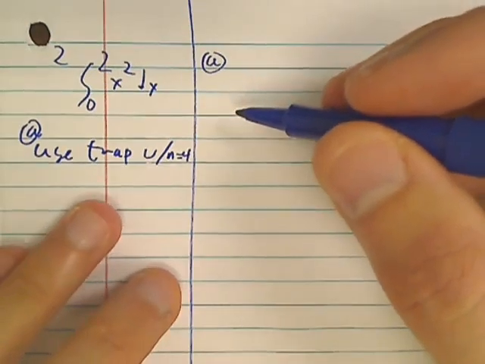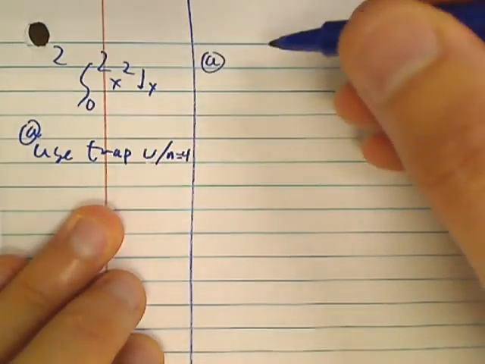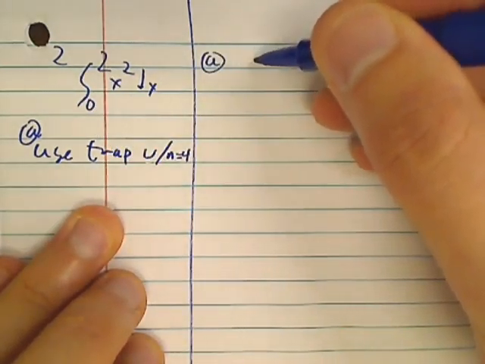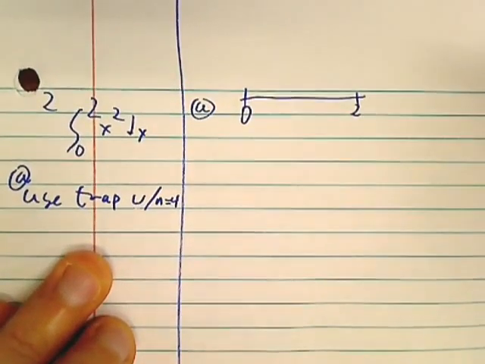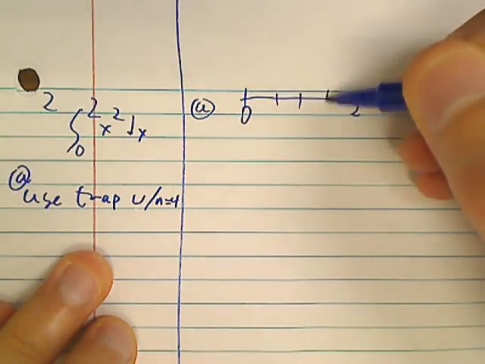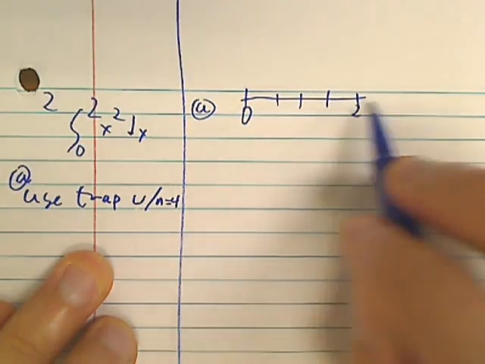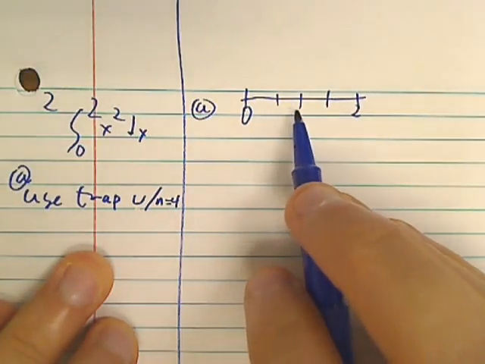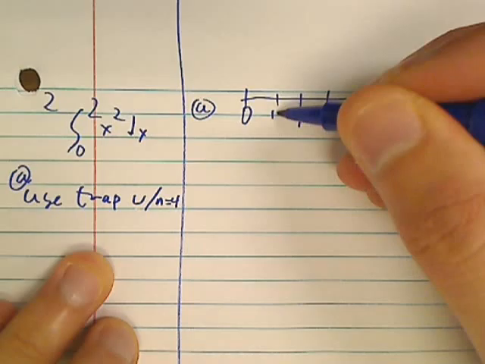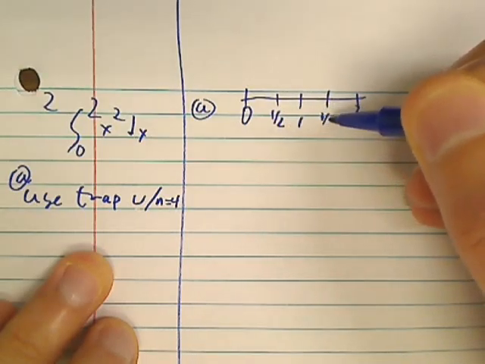Now, with n equals 4, so from 0 to 2, I want 4 sections here. So let me break it up. There's my 1, 2, 3, 4. Now, the change in x, delta x, will be 1 half. 1 half, 1 half, 1 to get me there. So 1, 1 half, 3 halves.